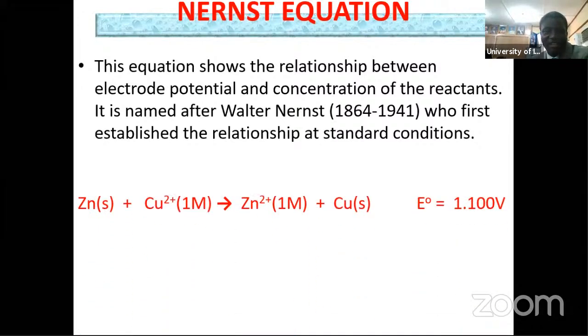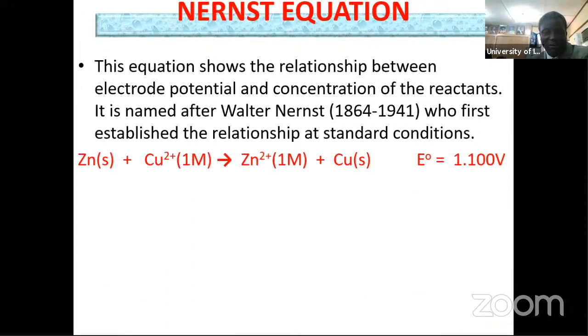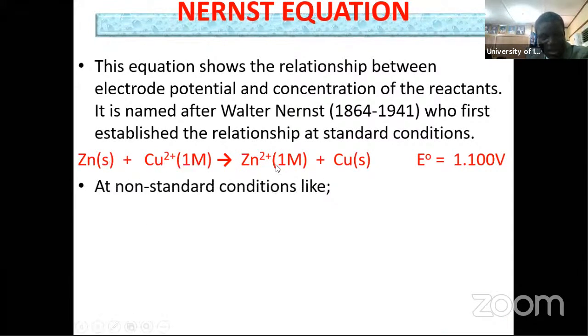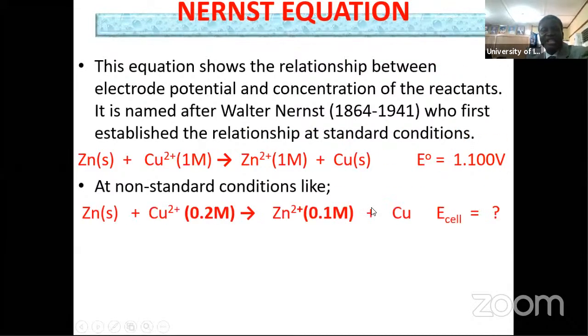So let's look at the various standard conditions. If you have this, which we have been using all along, we say 1 molar, your popular Daniel cell here, your E naught cell, because it's under standard condition, E naught cell is 1.1 volts. Is that okay? But under non-standard condition, your concentration here is not 1 molar, and your concentration here is not 1 molar, and therefore your E naught cell is going to be different from your E cell.